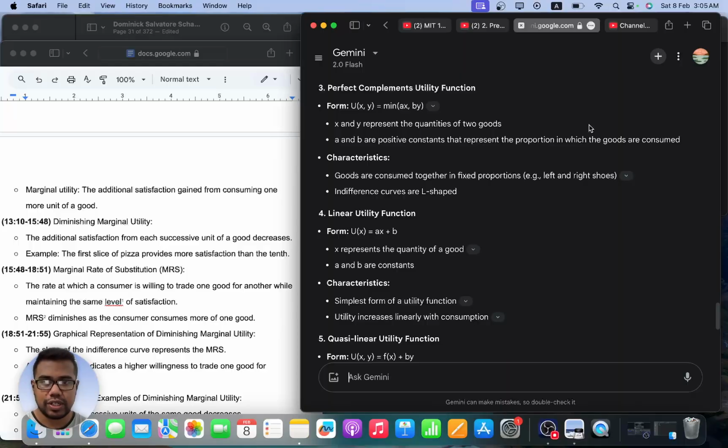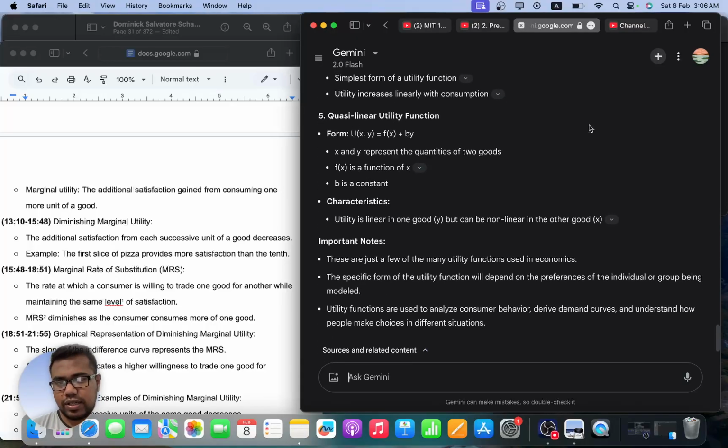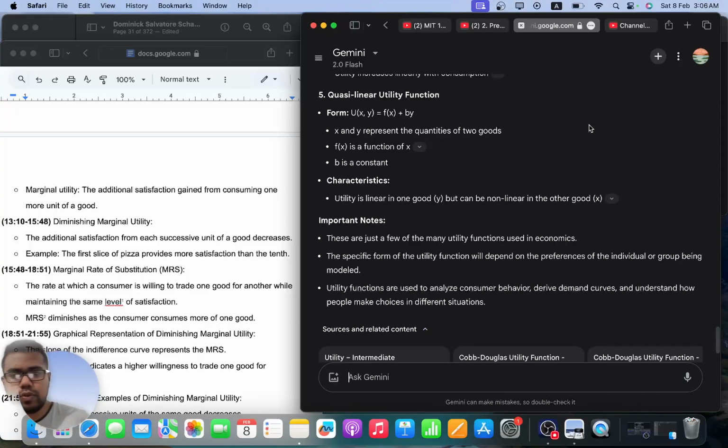Perfect complements: the utility is the minimum of ax and by, where a and b are positive constants. Linear utility function, it doesn't have a name: ax plus by. The utility function seems like the same function as the demand curve, just linear. Quasi-linear: you have f of x plus by, and f of x is a function. Important notes.